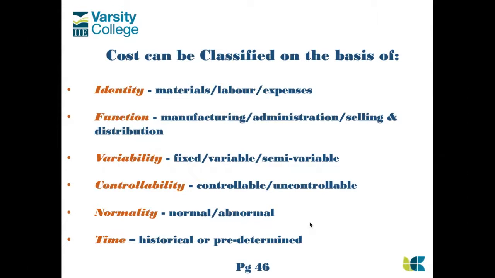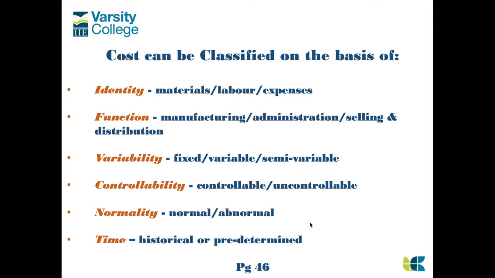A cost can be classified on the basis of identity, so materials. Is this a cost that is arising as a result of materials purchased? Or is it a cost that is arising as a result of labor? Or is it a cost that is arising as a result of various expenses that we incur in the production of income, or as we conduct our usual daily business activities? Then function: we've got manufacturing, administrative, and selling and distribution type costs.